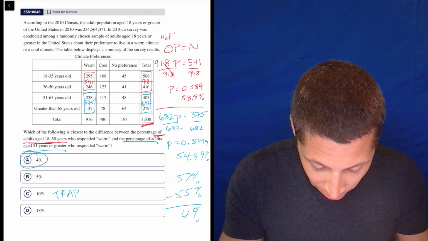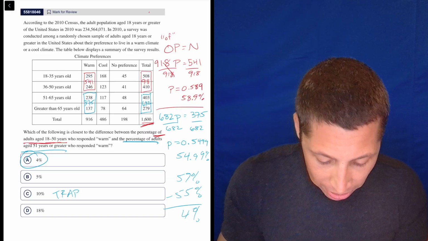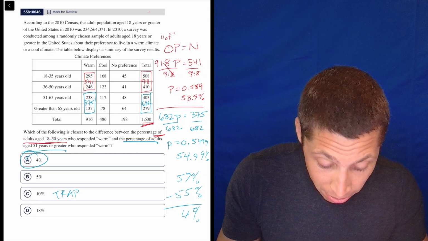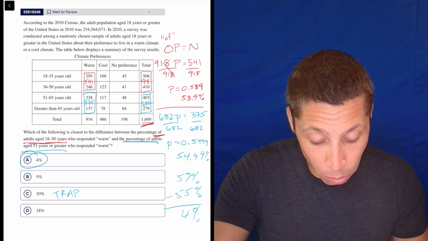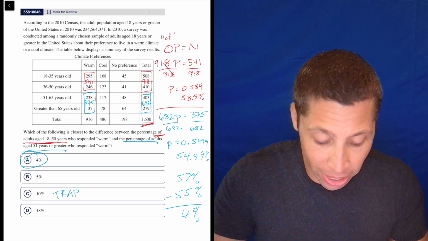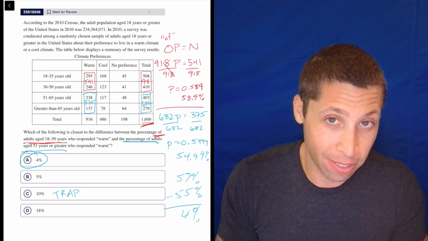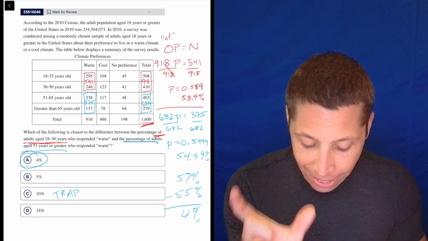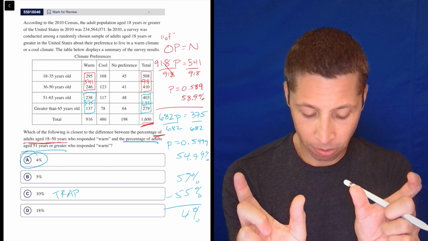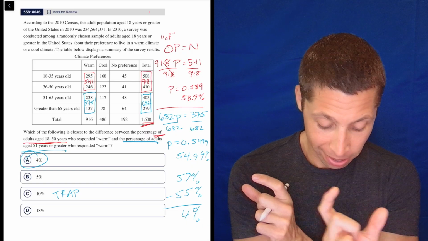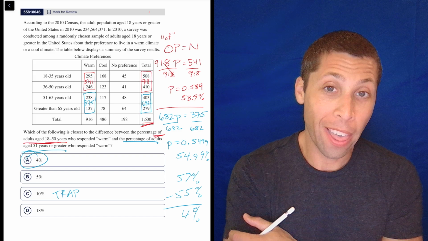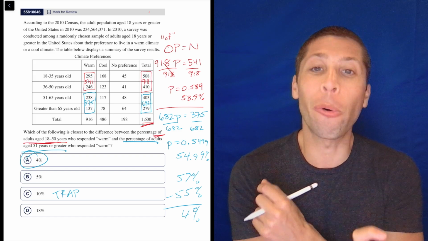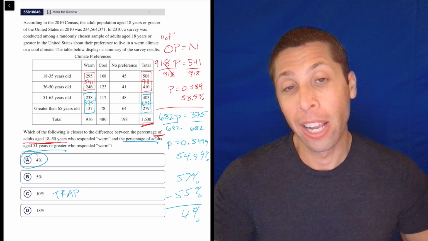If it said, which of the following is close to the difference between the percentage of adults who responded warm and were aged 18 to 50, then the answer is going to be C, basically. If they switched it, if they moved that aged 18 to 50, just kind of slightly after the who, then it changes the answer completely, right? And the words don't even have to change. They just change the order of them. And then it's going to completely change the answer. So you got to be careful of this.